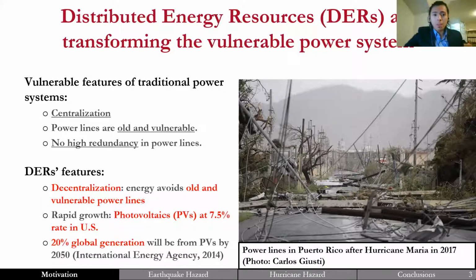It's growing rapidly. Here are some statistics of their growth. PVs, photovoltaics, or solar panels, have been growing at a 7.5% rate, and I think now it's higher. This is a little bit of old statistics, and expectations are high. This is quite variable, but the expectations say that global generation by 2050 is going to be 20% solar or more. So given this expectation, my focus is on how these distributed energy resources might change the resiliency of the traditional power grid.